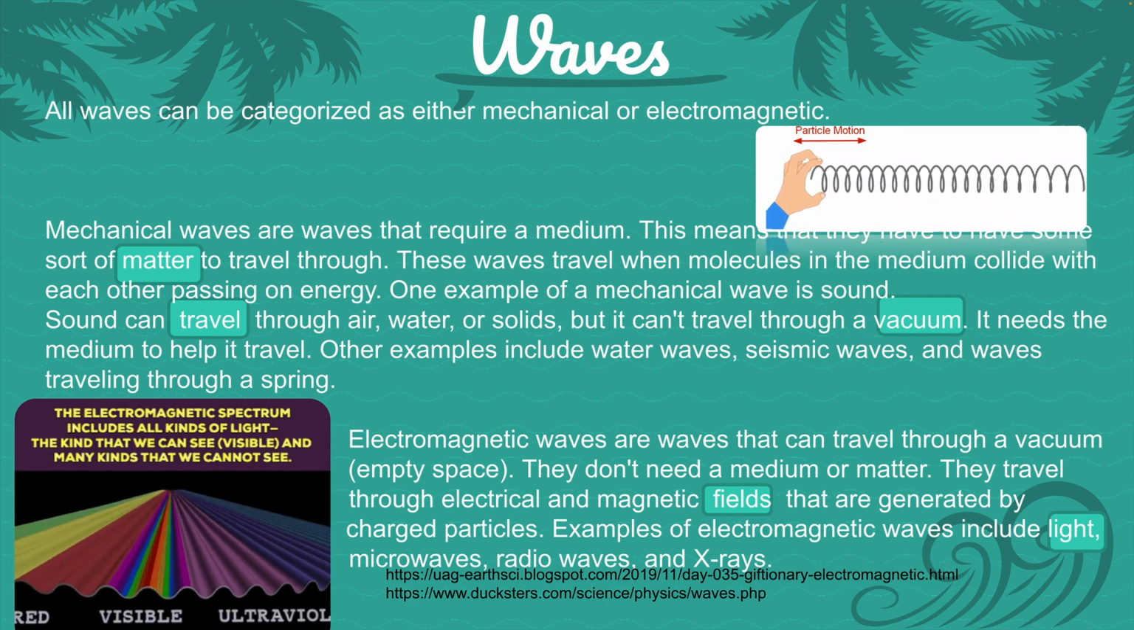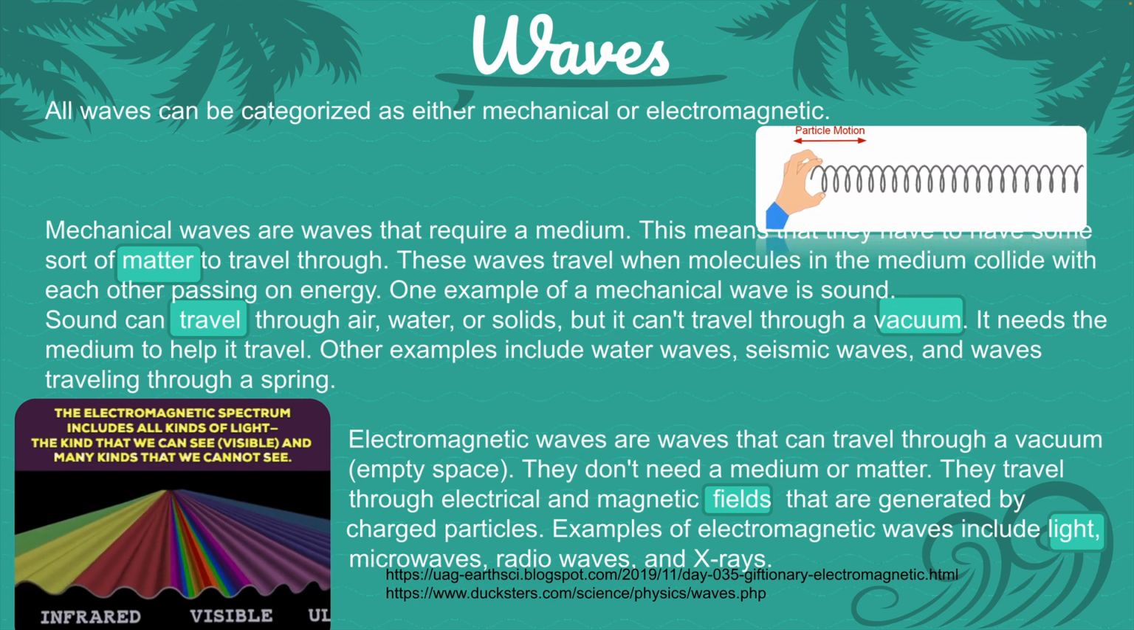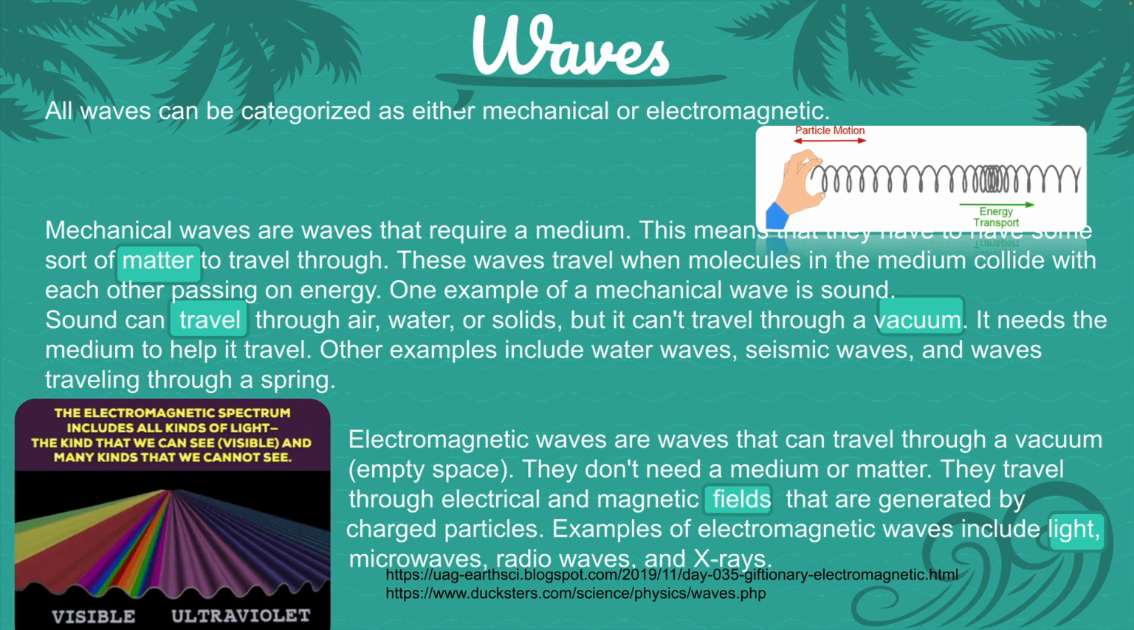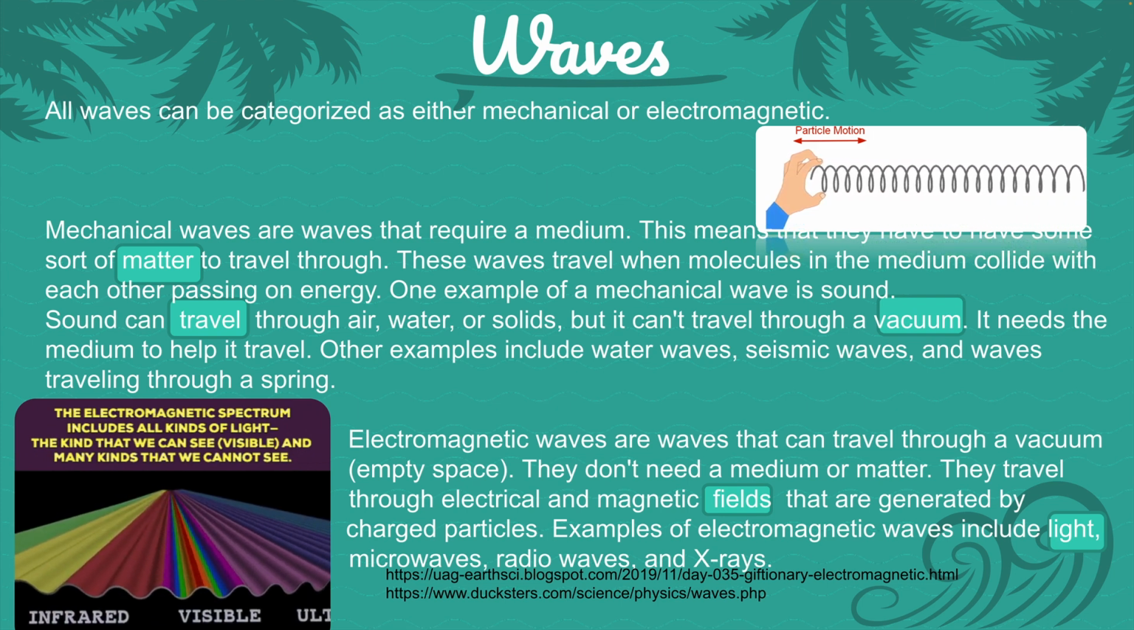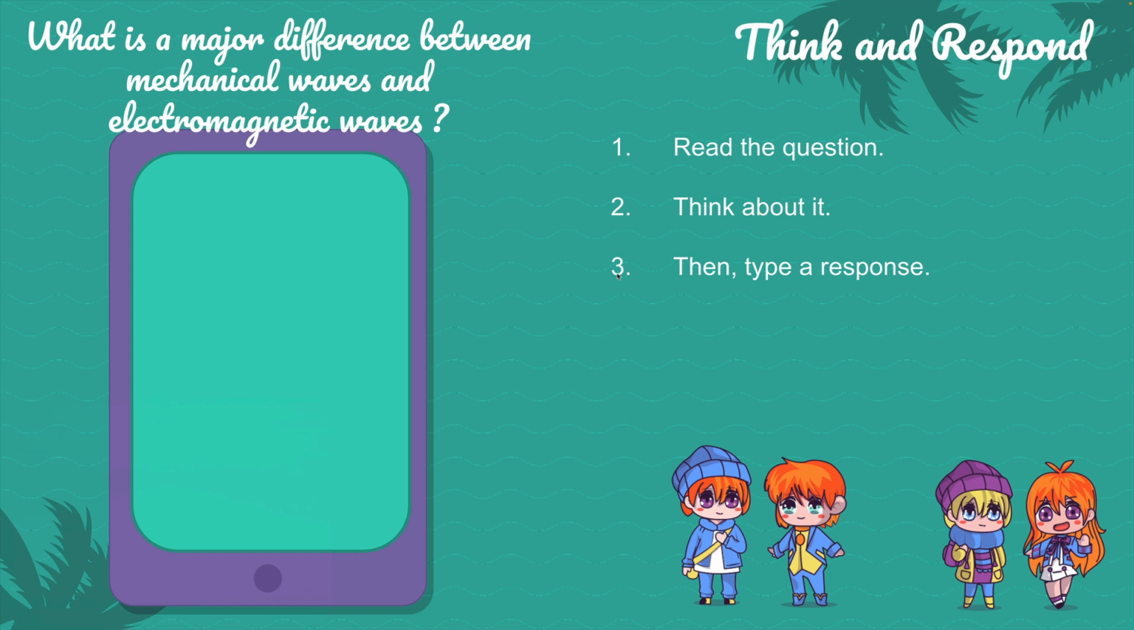It reads the electromagnetic spectrum includes all kinds of light, the kind that we can see, which is visible, and many kinds that we cannot see. Think and respond. What is the major difference between mechanical waves and electromagnetic waves? Read the question, think about it, then type a response.